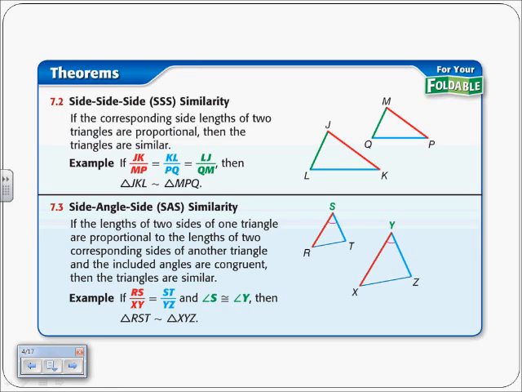Side-angle-side similarity states that if the lengths of two sides of one triangle are proportional to the lengths of two corresponding sides of another triangle, and the included angles are congruent, then the triangles are similar. So we will apply the similarity postulates for angle-angle, side-side-side, and side-angle-side.